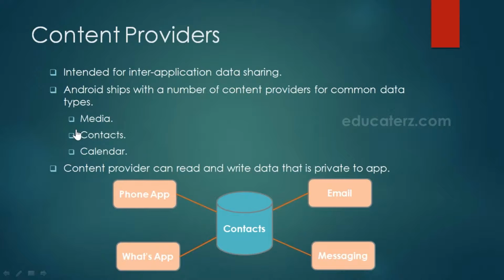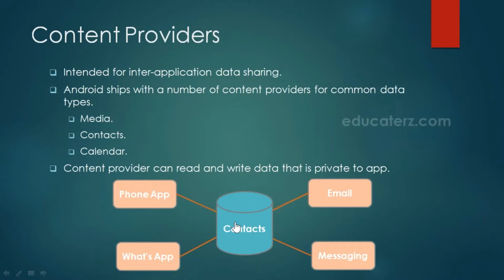And as I always say, the best example is the contacts application, where the content provider can also read and write data that is private to that particular application. This is my contacts application, providing data to the phone dialer application and to WhatsApp, where you can send a message to a friend, and to your SMS application. That is how it provides contact details to your messaging application. It even provides contact details to your email, like your mail IDs, all provided by this contacts content provider.